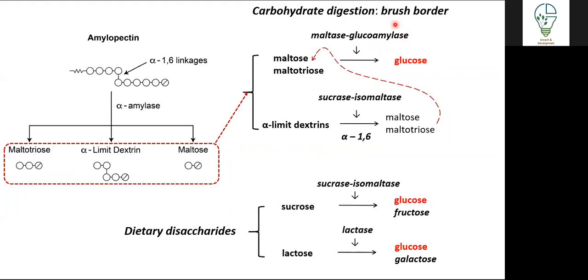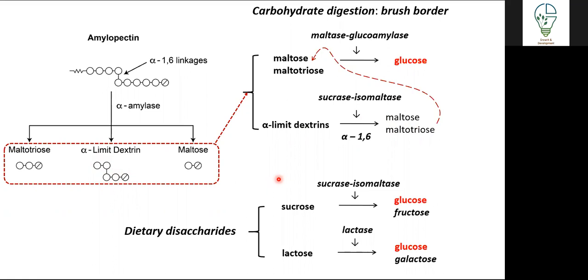Okay. On the other hand, alpha limit dextrins have alpha 1,6. All right. So how do we break down this alpha 1,6? We can only break down the alpha 1,6 via the enzyme isomaltase right here. Isomaltase will take this alpha limit dextrin and break down the alpha 1,6 in it. So basically, look at this. It breaks down this over here. So you are left with a 2, that's a maltose, and a 3, that's a maltotriose right here. Maltose, maltotriose. Okay? So this is basically the full degradation of amylopectin.